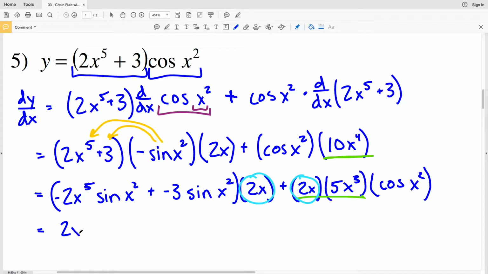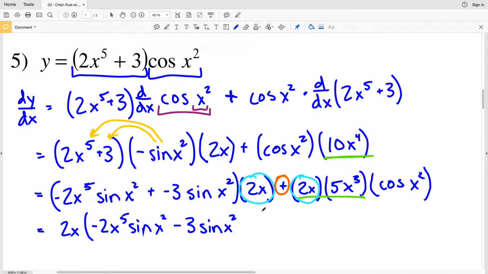So I'll have 2x times negative 2x to the fifth times the sine of x squared minus, because adding a negative is the same as subtracting a positive, so minus 3 times the sine of x squared, and then, remember, I'm adding this next term.